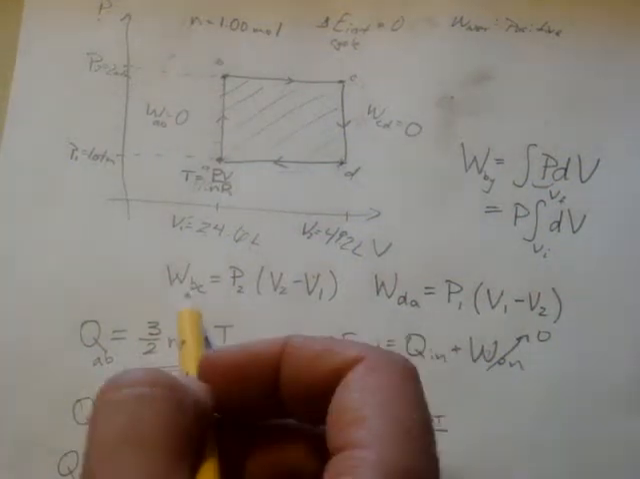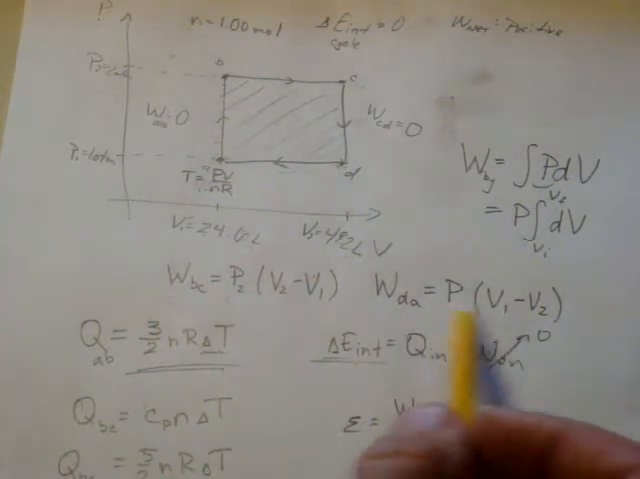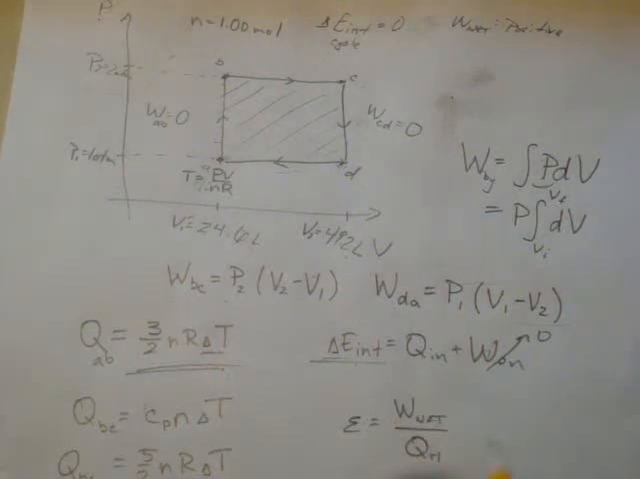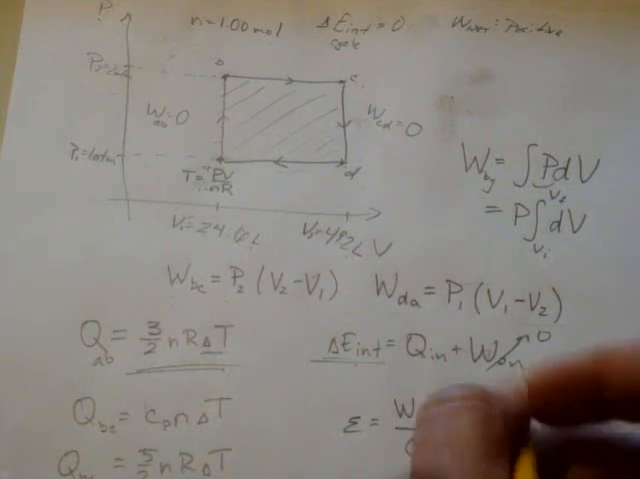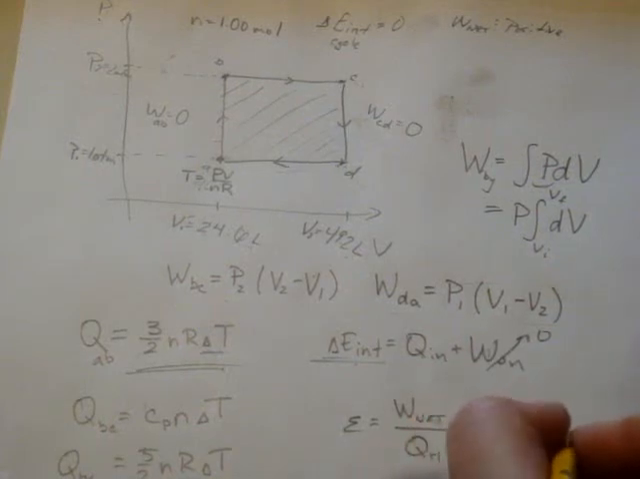The net work that we are doing is the work of BC plus the work at DA. This is going to be a negative value, and we can evaluate that quite easily, right? This is going to be P2 times V2 minus V1.